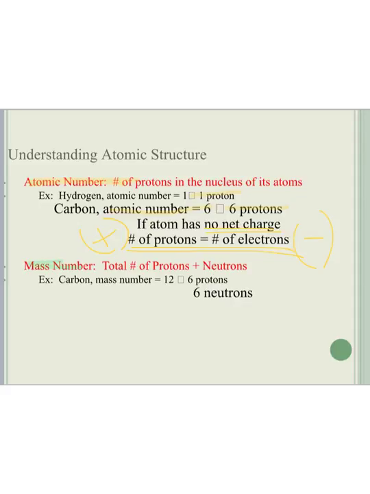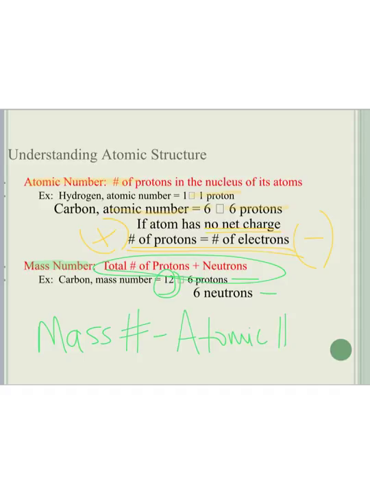Now, the other term that we need to be familiar with is mass number. So mass number tells us, obviously, the mass of the atom. So when we talk about mass number, we talk about the total number of protons plus neutrons. So for carbon, for example, it has a mass number of 12. That means it has 6 protons and 6 neutrons. We can figure out the neutrons always by doing the mass number minus the atomic number, which remember is the number of protons.